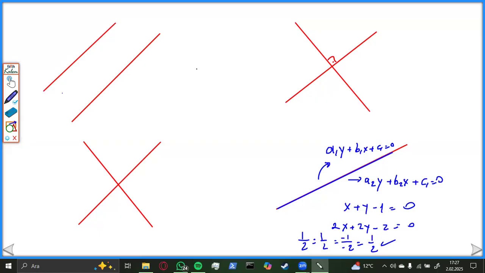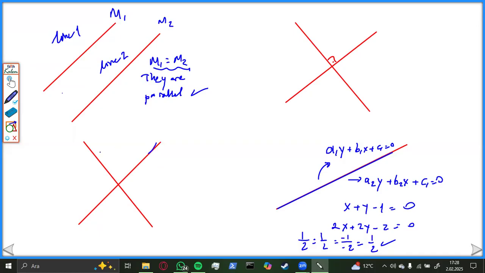Okay, let's go on with the parallel lines. If they have the same slopes, assume that this is line 1 and this is line 2, and their slopes are the same. m1 is m2. That time they are parallel. Okay, it is very important. You can check if they are parallel or not by using the values of slopes of those lines.